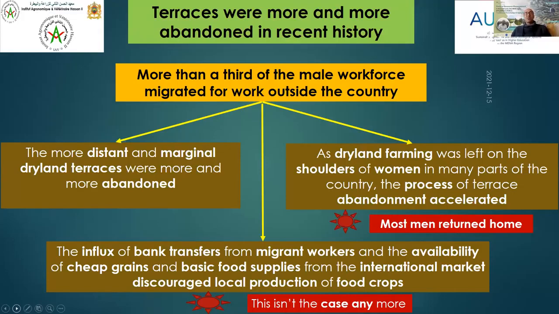The influx of bank transfers from migrant workers and the availability of cheap grains and basic food supplies from the international market discouraged local people from producing their own food. This is not the case anymore, as the prices of food are increasing everywhere. And we are also witnessing the return of men from outside, going back home.